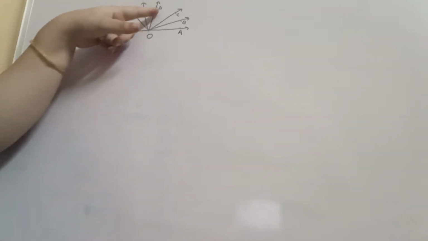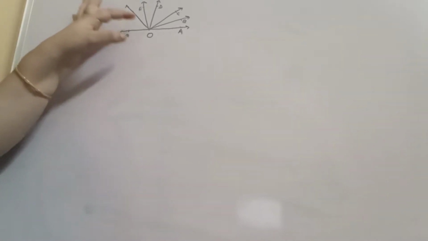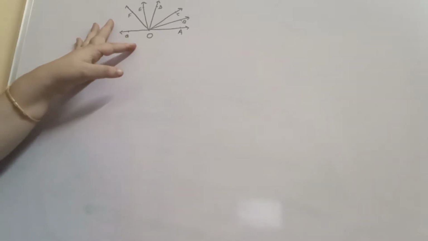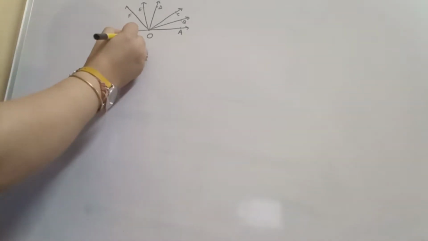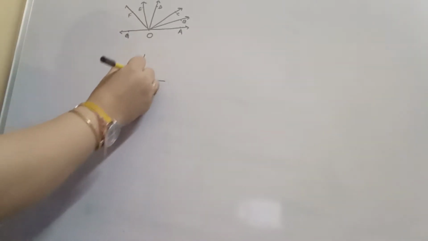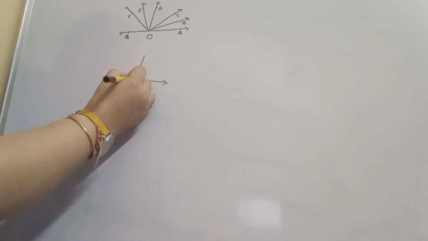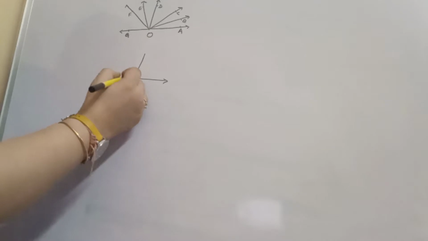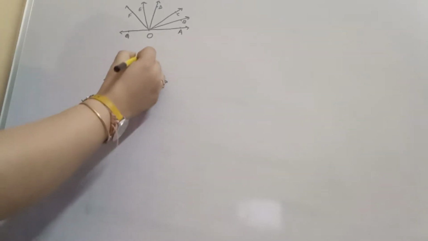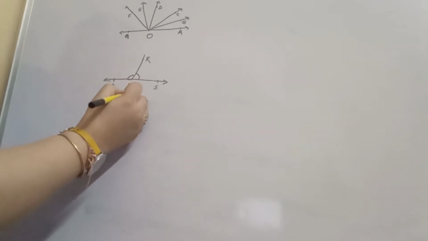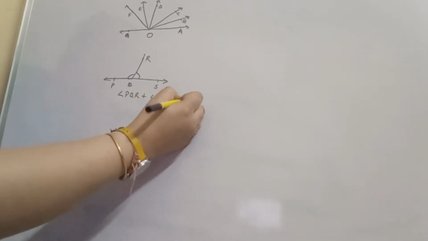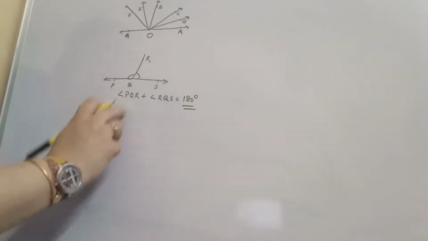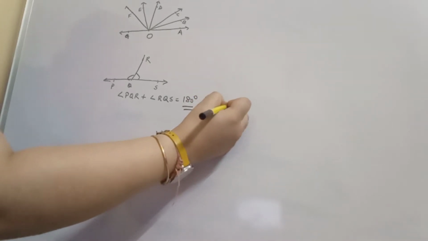There are a number of rays standing on a line. Earlier we were only discussing a ray standing on a line. You know that the sum of the angles formed is 180 degrees, or it is a linear pair. Linear pair means if you have a ray standing on a line, then the two angles are having a sum of 180 degrees. So if two angles are having a sum of 180 degrees, then they are also called a linear pair.